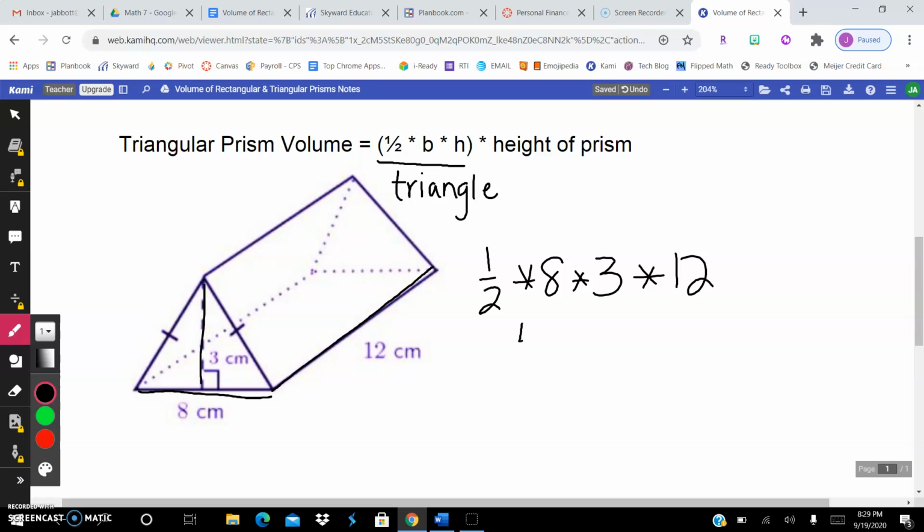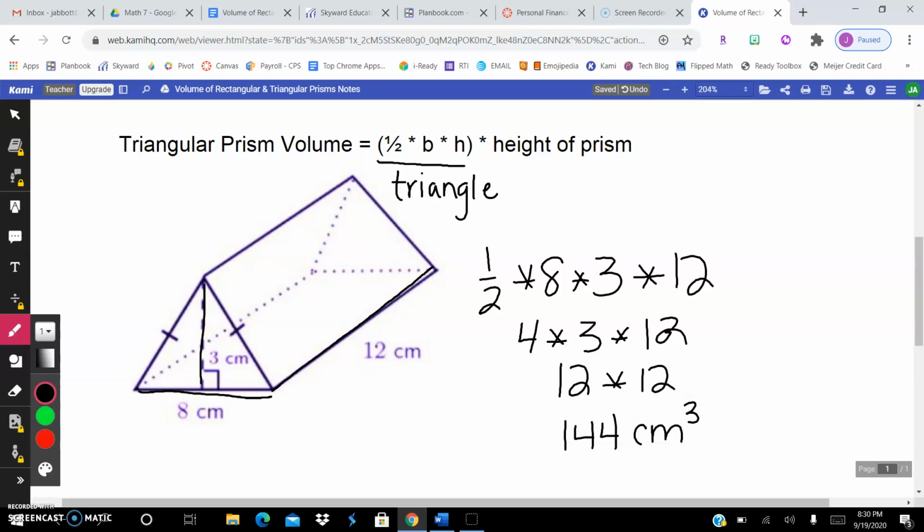1/2 times 8 is 4. And 4 times 3 is 12. And then 12 times 12 is 144 centimeters, and our unit, our label, is to the 3rd power.